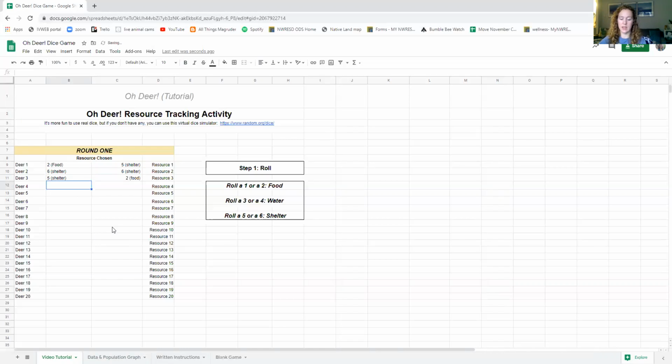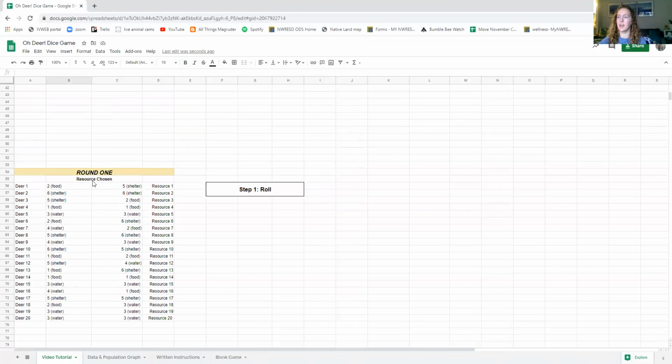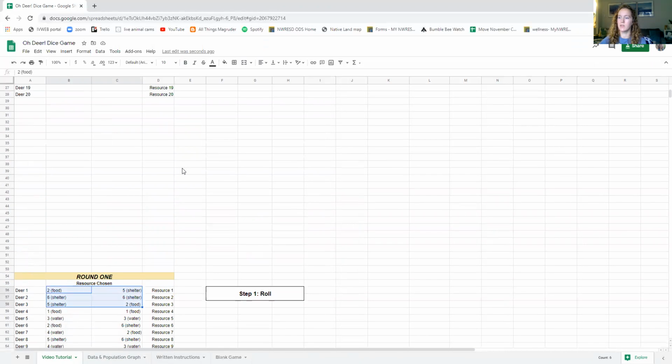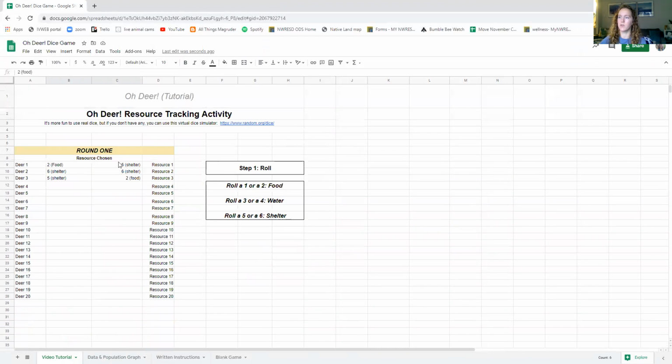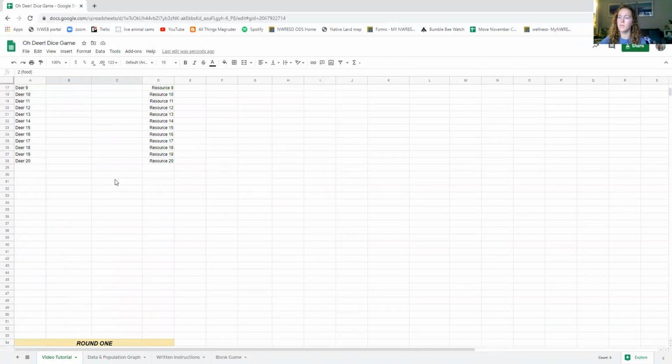So you're just gonna keep rolling like this, filling your chart. For sake of time in the tutorial, I'm not going to do all my rolls on the screen with you. You get the idea. Just roll, check what that is, and input it on your screen. So here I have our fully filled in rolls. Take note, these are the same rolls. Food, shelter, shelter, shelter, shelter, food, food, shelter, shelter, shelter, shelter, food.